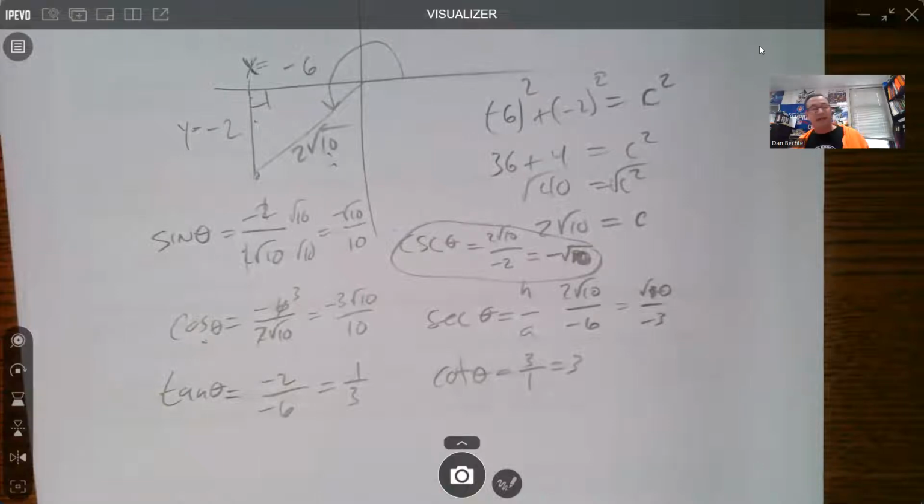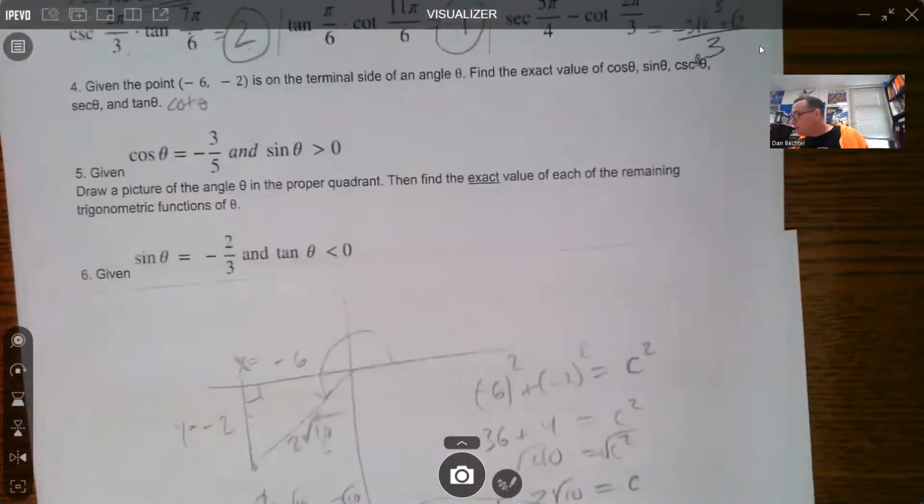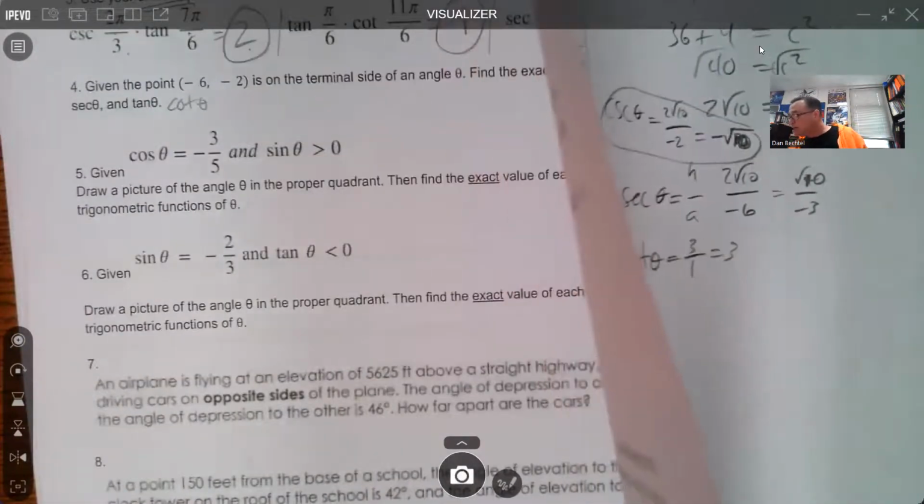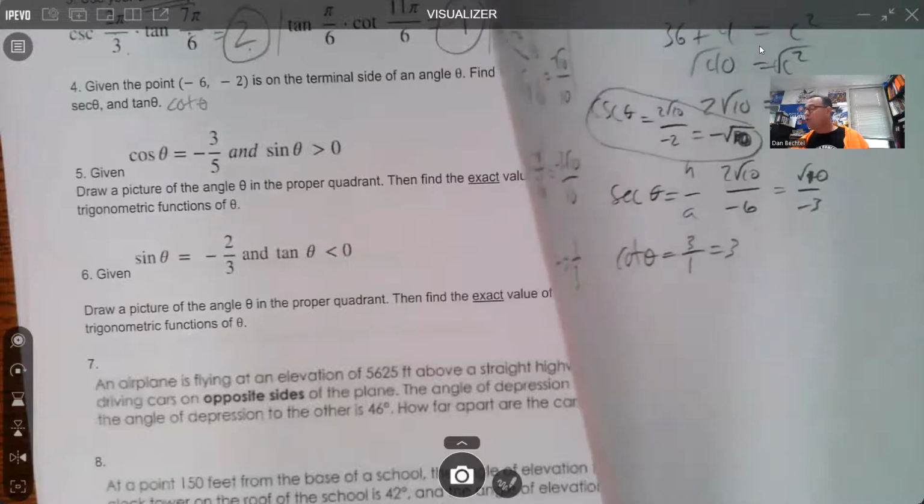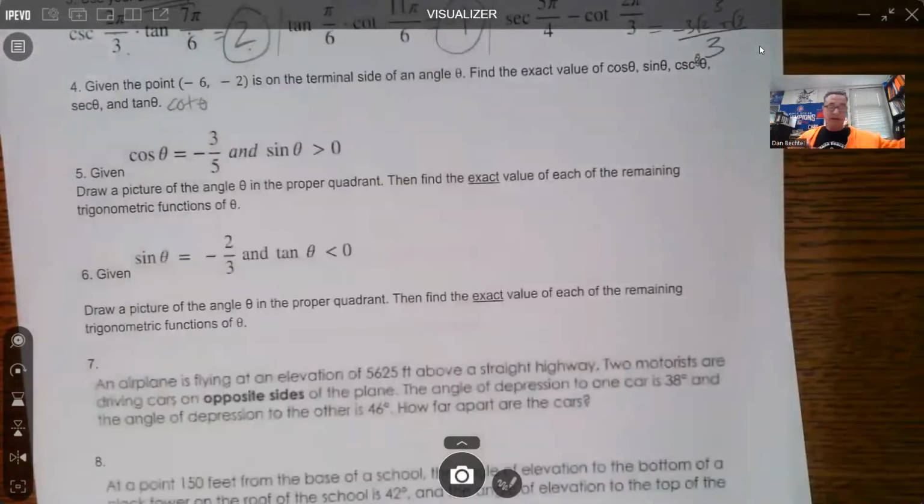Okay, so that is our problem number 4. That is all of our values. Now, 5 and 6 will do almost exactly the same thing. However, they're given to you in a little bit of a different way. So here's what we're going to do. I want all of the values of the remaining trig functions.